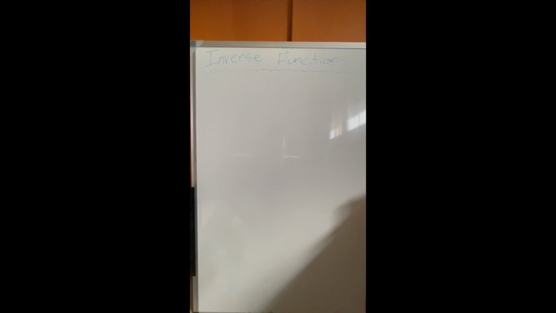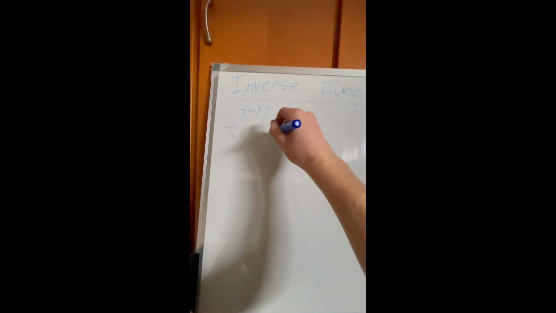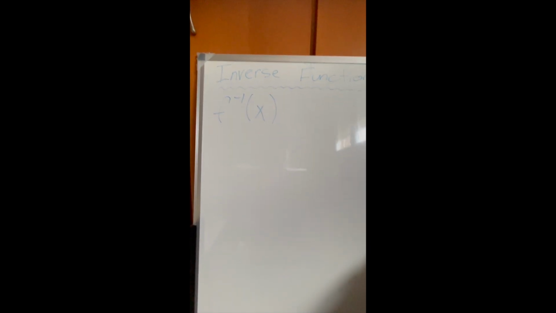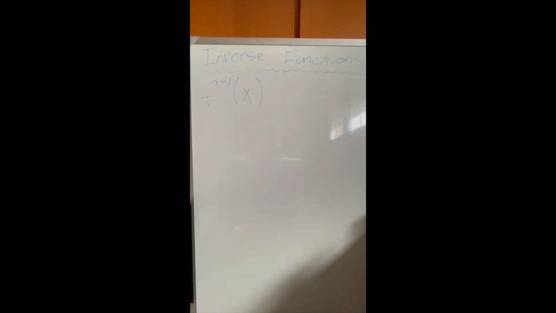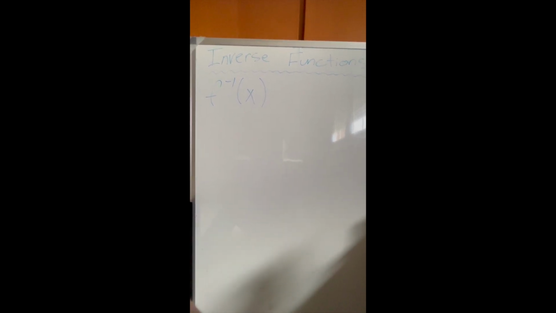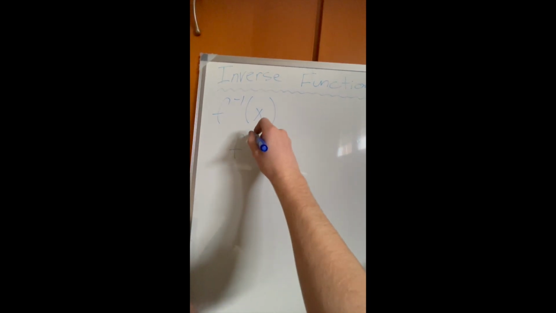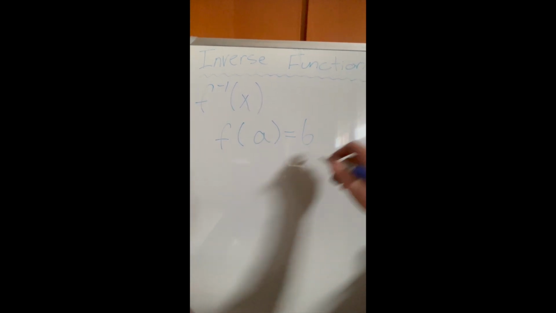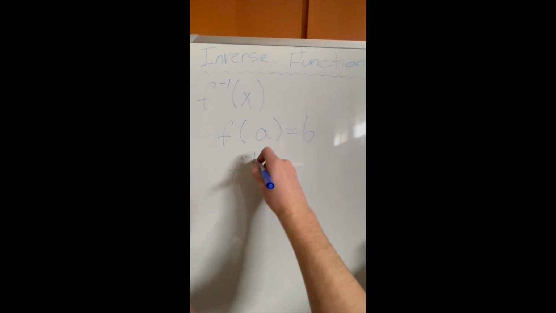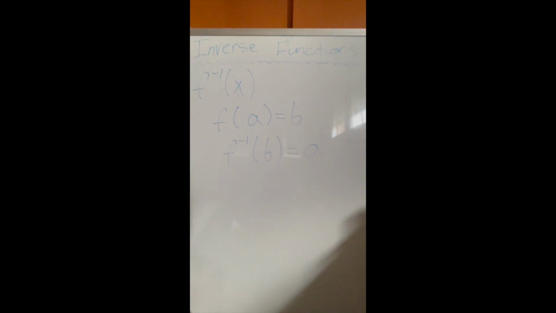Inverse functions are denoted in the following way: f⁻¹(x), or f of minus 1 of x. What these do is basically reverse the roles of input and output. So in other words, reverse the roles of x and y. If f(a) is equal to b, then our inverse function f⁻¹(b) is going to be equal to a.